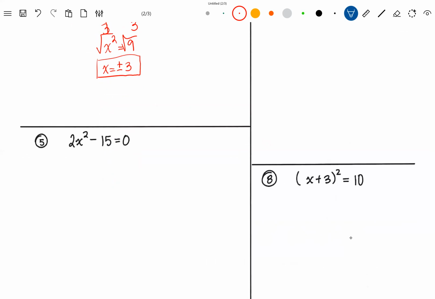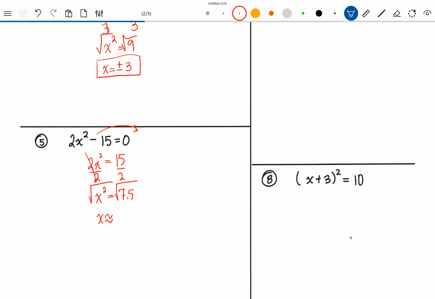Now, even if, I'm going to move that 15 over, so you get 2x squared equals 15. You can even square root decimals because you'll have a calculator. You'll have to round to whatever the directions say to round to. So on my notes, I rounded to the nearest hundredth. And so when you do the square root of 7.5, the calculator only tells you the positive one, but it's positive and negative 2.74.